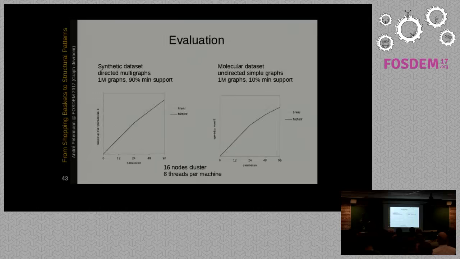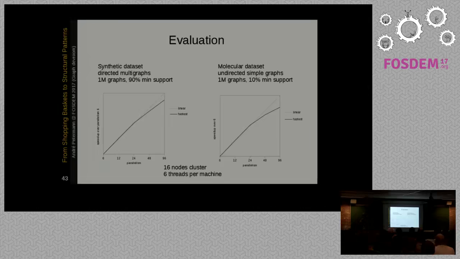So we do not talk about absolute runtimes now, because it doesn't make sense if you do not have any background knowledge about the data sets and what they mean. But what we did here in these experiments, we have two data sets. One is synthetic, we have 1 million graphs, 90% support, but it already gives a lot of patterns. This data set contains directed multigraphs.